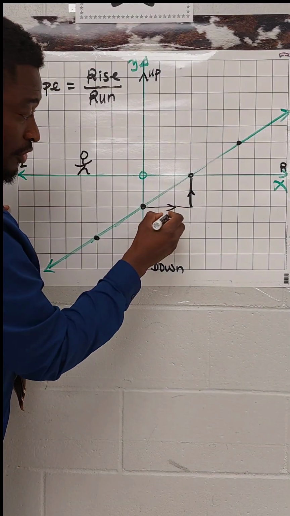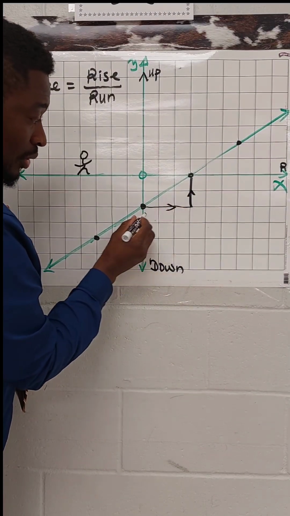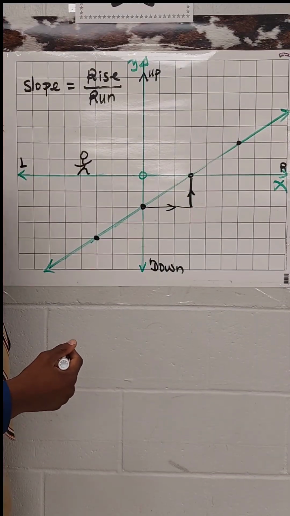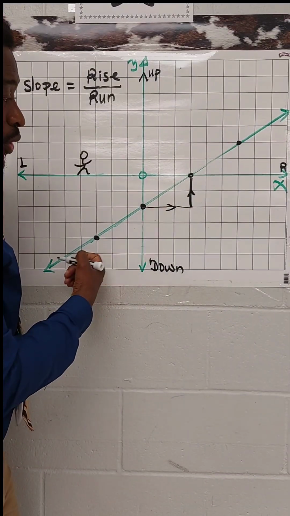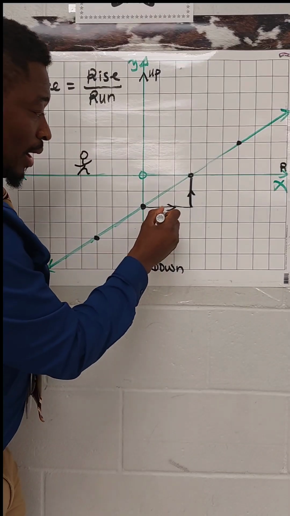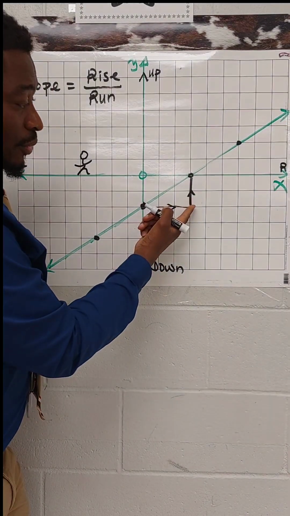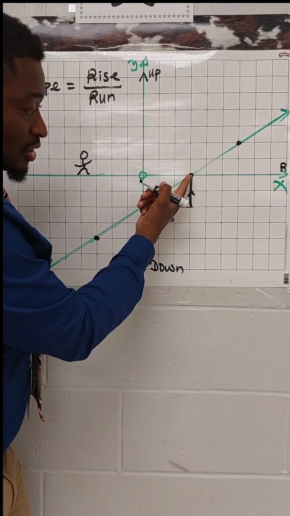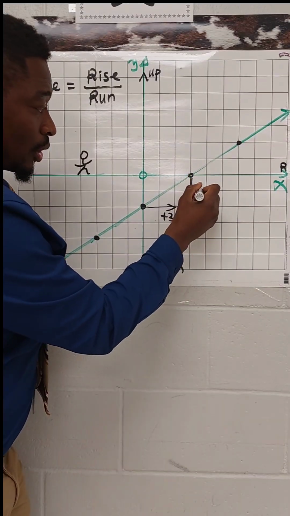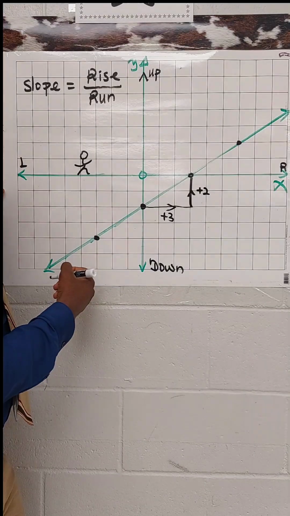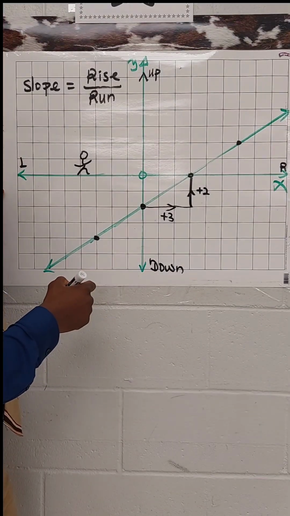I am traveling horizontally 3 units, so I consider that since this coordinate grid does not have numbers, I consider that 1 square is 1 unit. So positive 3 because I'm traveling 3 units to the right. Now from here, I'm going up to get to this point. I will consider that as positive 2 because I'm going up. If I was going down, it would be negative 2.